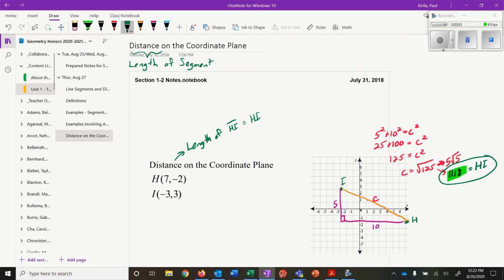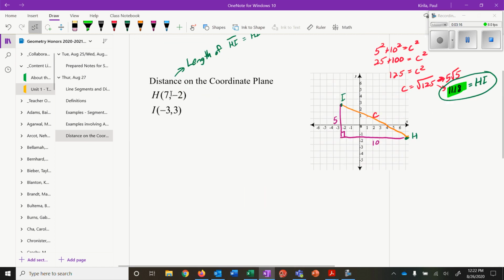We do also have a formula for this because sometimes it just takes too much time to draw out a graph, draw a right triangle, figure out the lengths of each leg of the right triangle, do the Pythagorean theorem. And our formula is just a shortcut for that because it does all of this work of the Pythagorean theorem for us. What we would be writing is the length of HI is equal to the square root of (x2 minus x1) squared plus (y2 minus y1) squared.